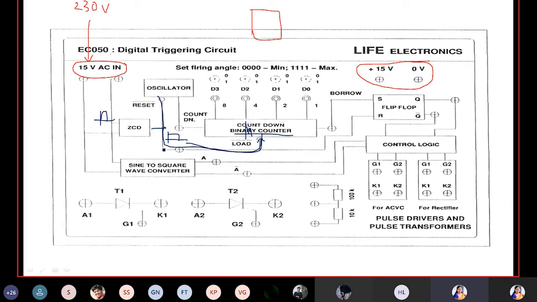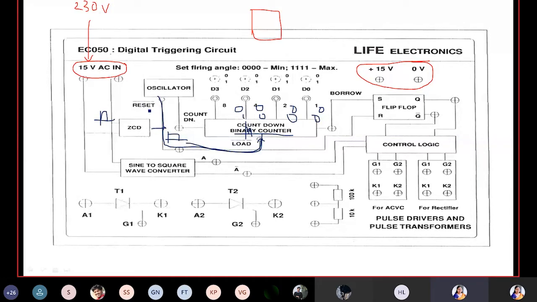Like this, as soon as a signal reaches the load terminal from the ZCD, it will be ready with its 16 pulses. If there is no delay, like 0000, the pulses will be passed to the oscillator immediately as soon as they are generated. If you give any delay, 1000, 90 degrees, for the 90 degree duration these pulses will be held, then they will be passed to the counter.